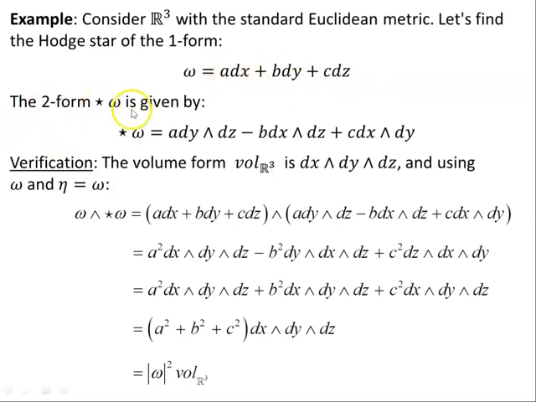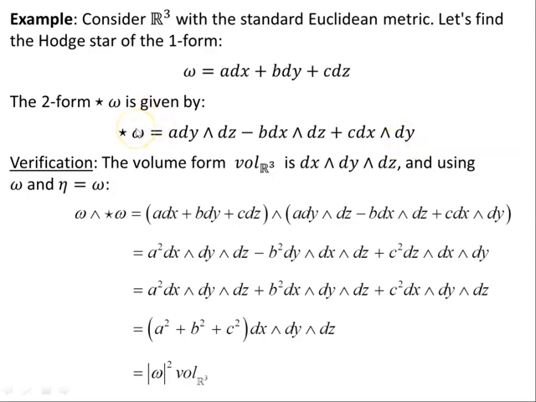Now the two-form star omega, the Hodge star of omega, is given by a dy wedge dz minus b dx wedge dz, and that's, go back to the video prior to this for why that is, plus c dx wedge dy. That's the Hodge star of that.